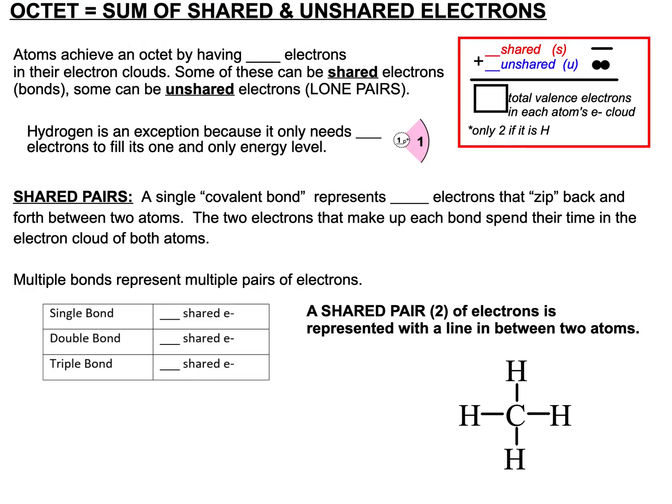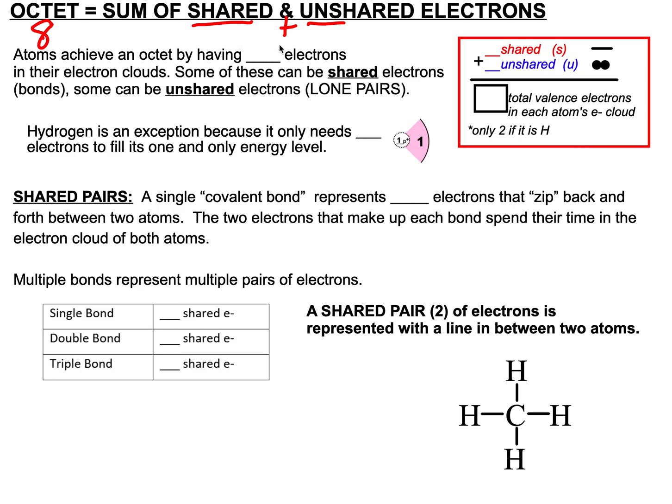So we're going to use some language that you have to be familiar with. It's not hard, but you just have to remember what's what. Octet we know is 8. That's going to be the sum. That means when you add the sum of shared electrons, electrons that go back and forth between 2 atoms, and unshared electrons, electrons that do not travel back and forth, if we add them up, we should always come up with the octet.